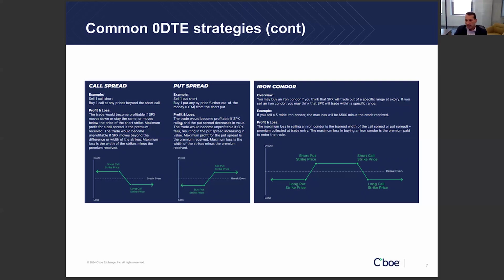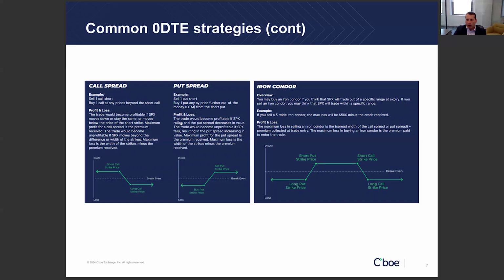We do have some slides here. You can review the payoff diagrams. The maximum loss in these call spreads or put spreads is the width of the strikes that you sell minus the premium that you collect. So let's say you sell a $5 call spread and you sell it for $2, your maximum loss is $5 minus $2, so $3 times the multiplier, which would be $100, right? So 3 times 100 is 300 in that example.